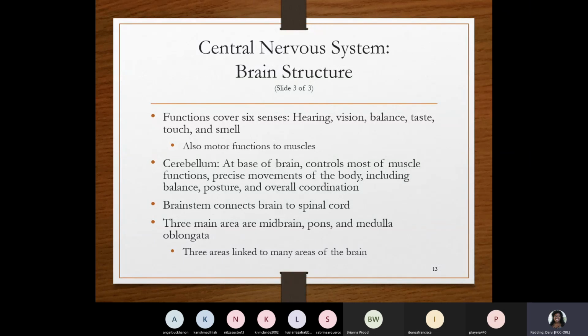So with the brain stem, understanding how the CNS system is connected, there's a brain stem that connects the brain to the spinal cord. And so inside of the brain structure, you have three main areas, and those are the midbrain, the pons, and the medulla oblongata. So those three areas are linked to many areas of the brain. And so I'll say those three main areas of the brain structure again. That's midbrain, pons, and the medulla oblongata.